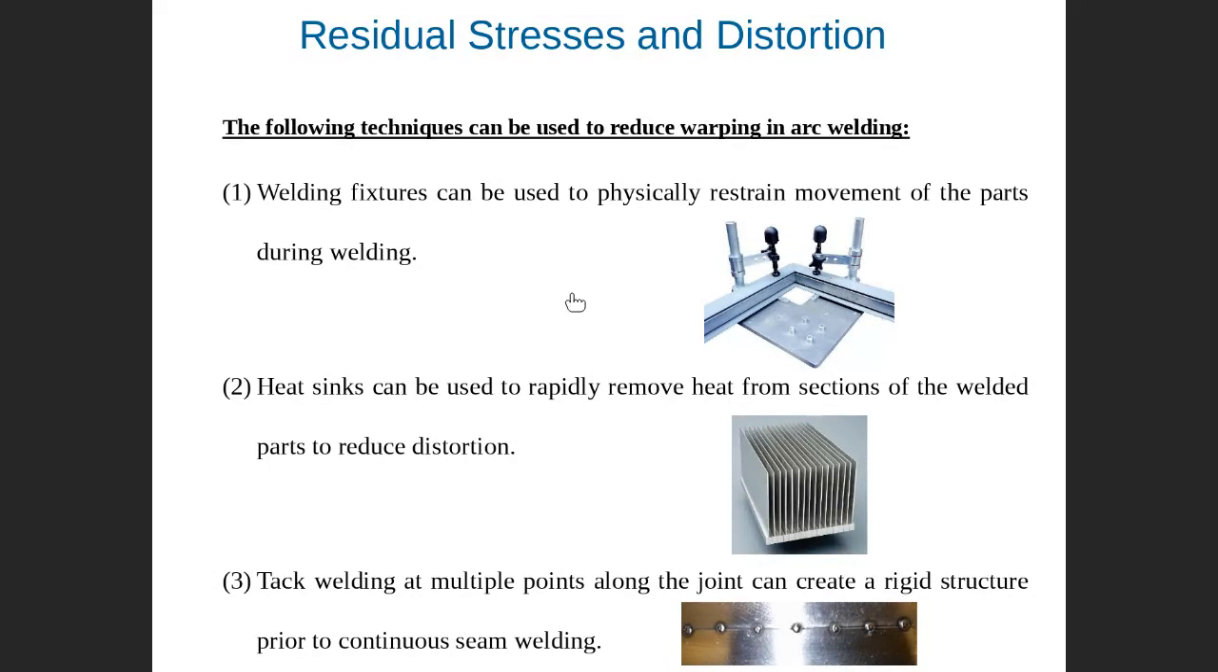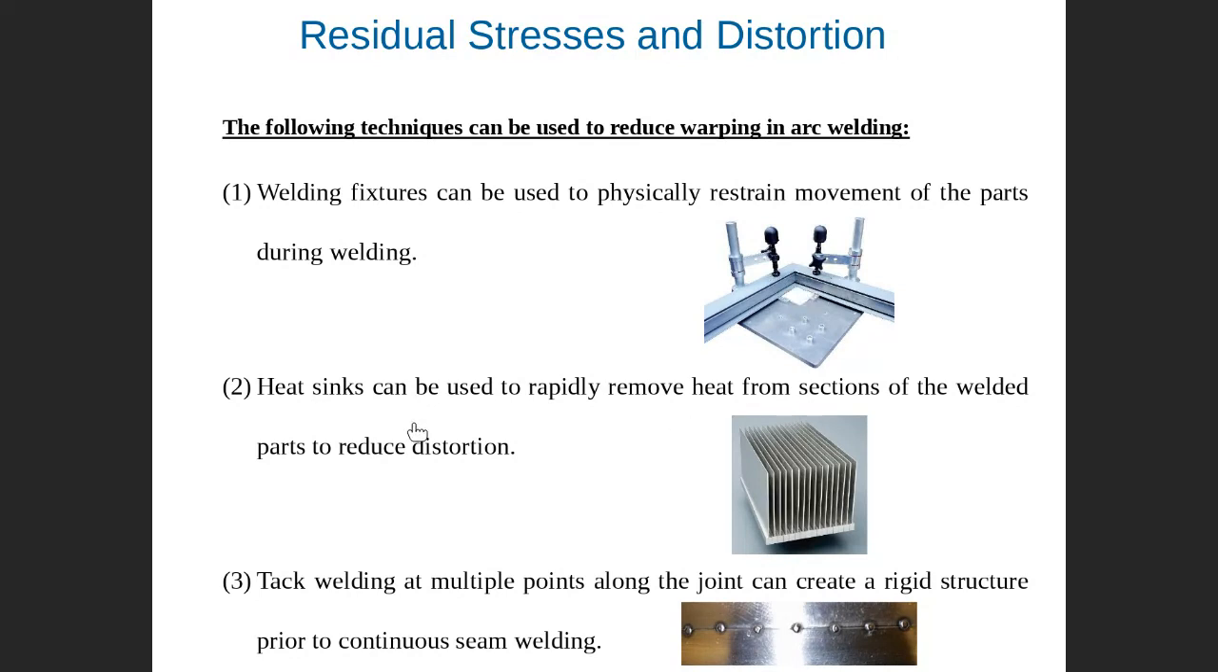The following techniques can be used to reduce warping in arc welding. For example, first, a welding fixture. Use a welding fixture like this, so as not to allow the distortion to happen. It is a rigid fixture that holds the parts together, so the distortion can be prevented.